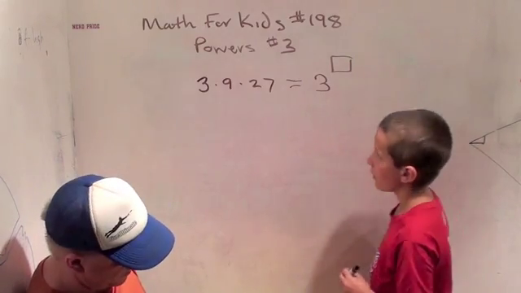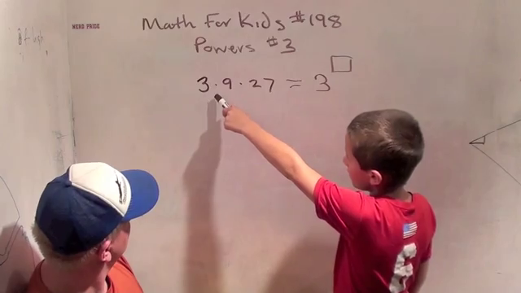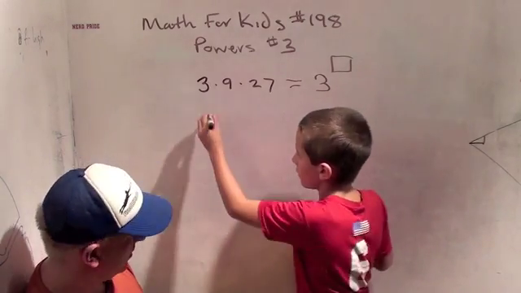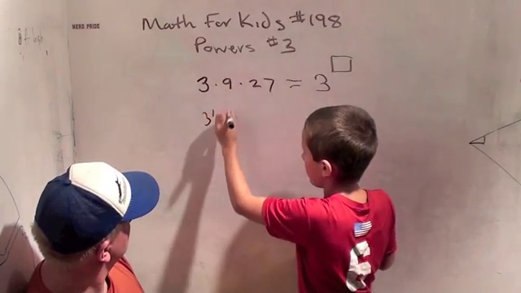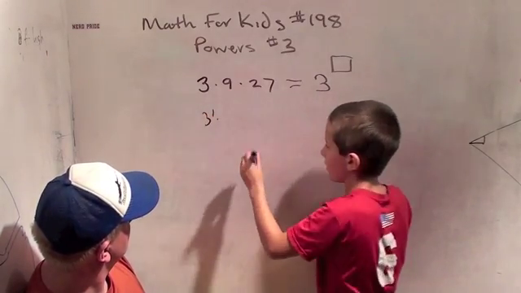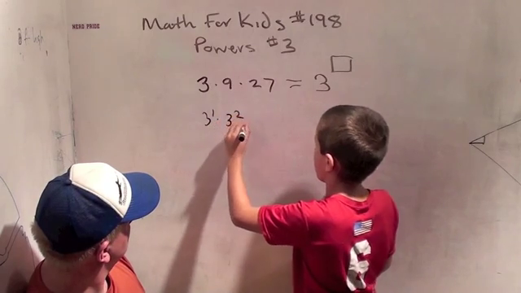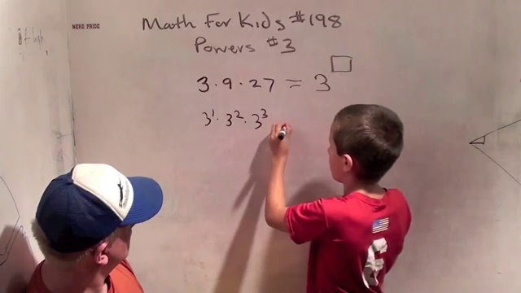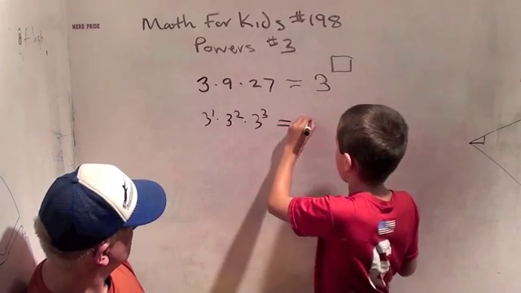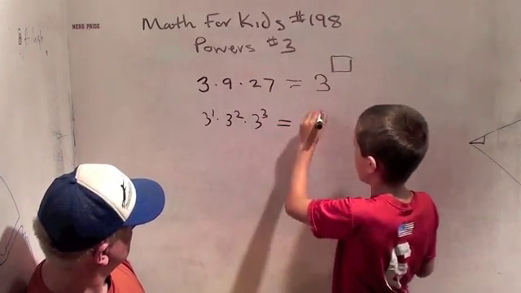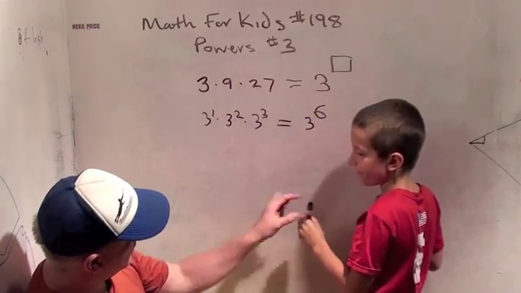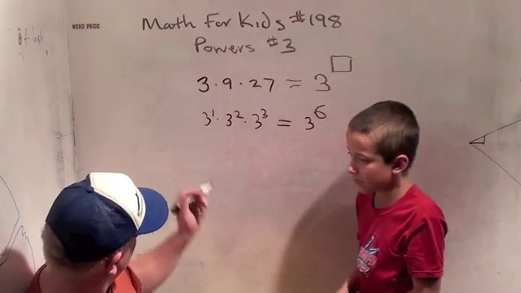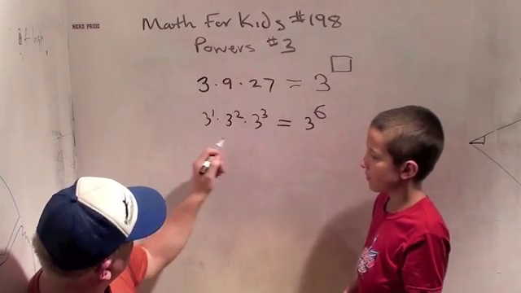Well, I would say 3 equals 3 to the 1. Times 9 is 3 squared. 27 is 3 cubed. So this is 3 to the 6th. Okay, and how do you get the 6 here? 1 plus 2 plus 3, from the power adding thing we talked about. Okay, so that's exactly right.